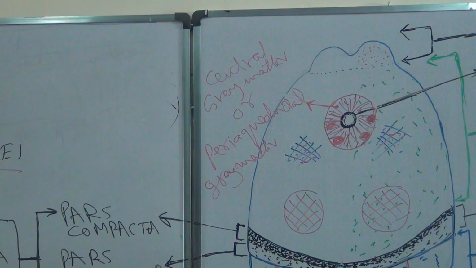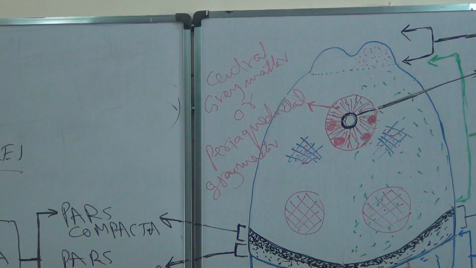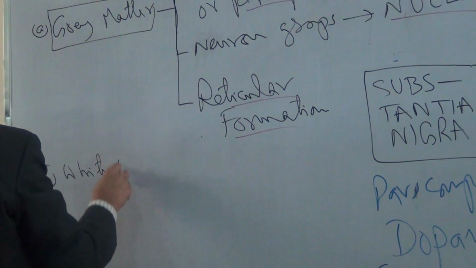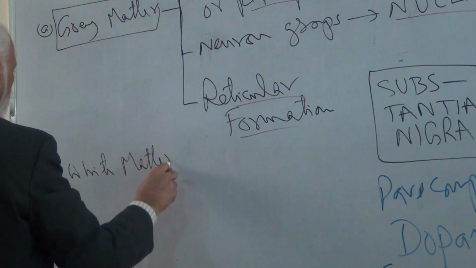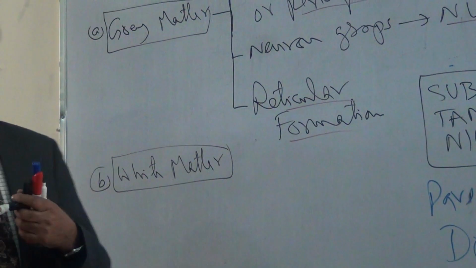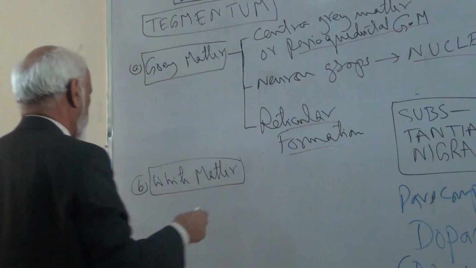Next is the white matter in the tegmentum. White matter in the tegmentum. Mostly there are ascending or sensory tracts.